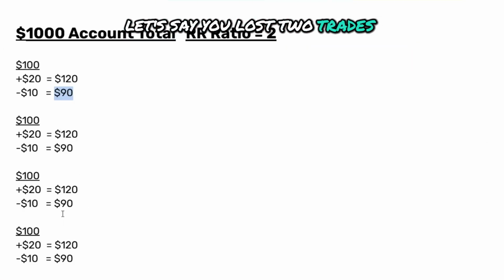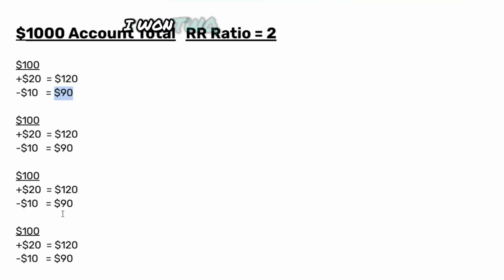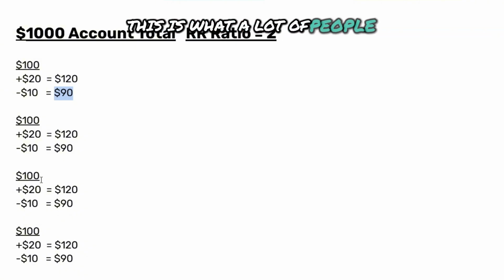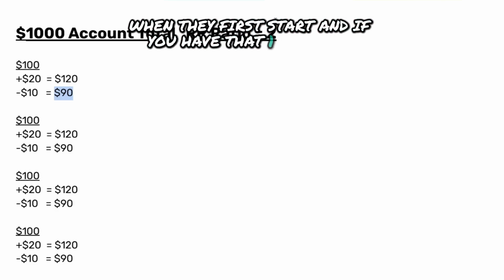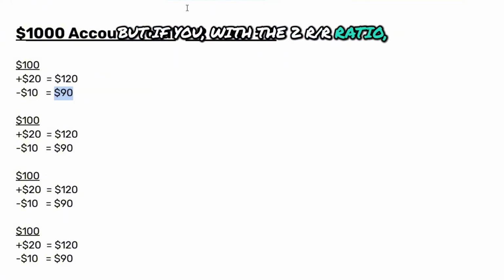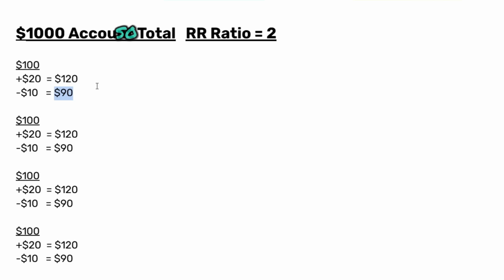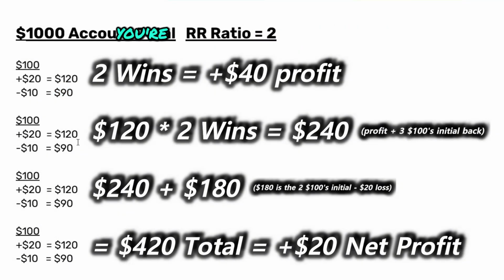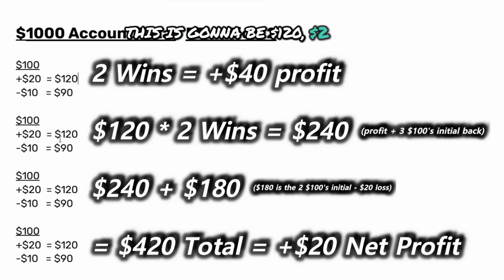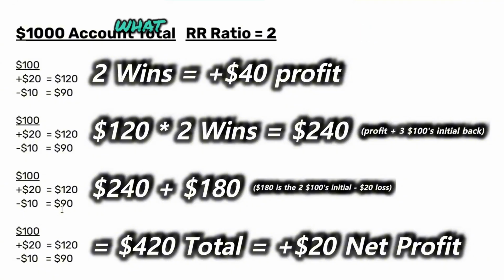Let's say you lost 2 trades, right? You would think that, okay, I won 2, I lost 2, it should break even, right? False. This is what a lot of people think when they first start. And if you have that 1 R ratio, it would break even pretty much. But with the 2 R ratio, it's not going to break even. So you're going to make 120 back. You're going to make another 120. So that's 240. You're going to lose 10, so you're only going to get 90 back. And then you're going to lose 10, so you're only going to get 90 back as well. In total, this is going to be 120, 240, 330, and then 420.